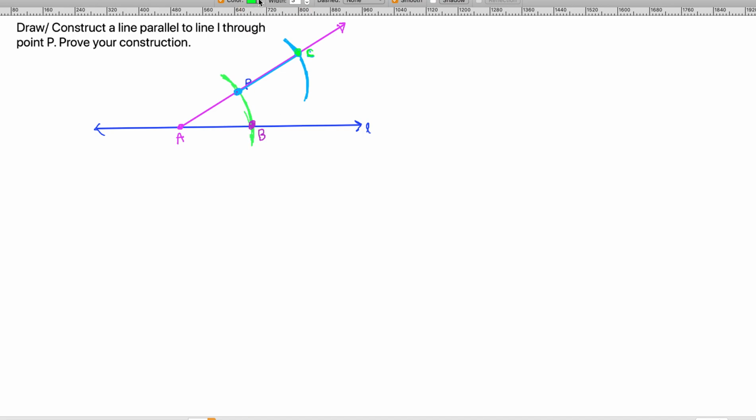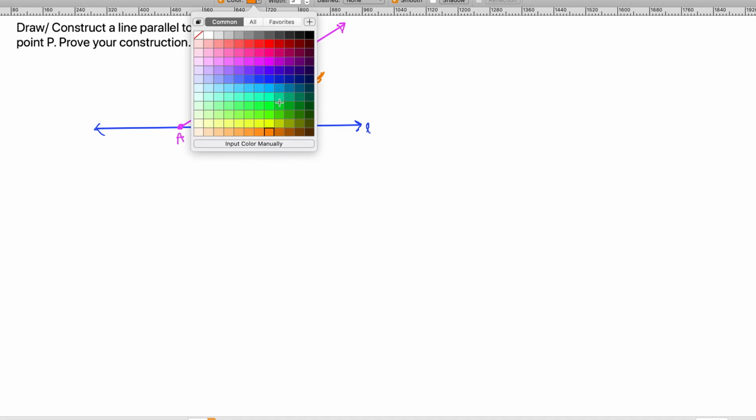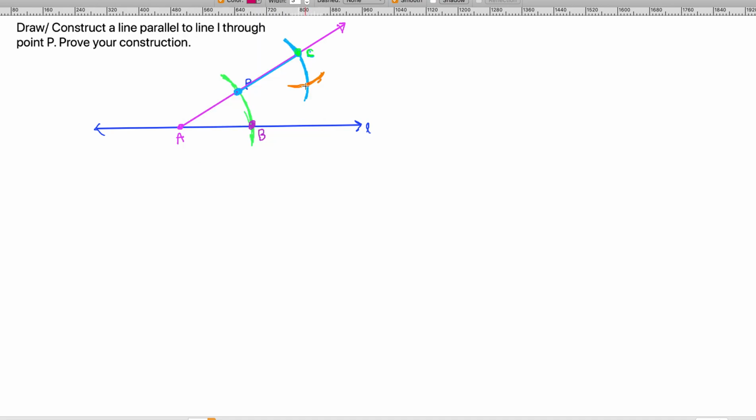Then after that, you want to open up your compass to the length of PB. So you measure this distance from P to B, and you open up that compass to that exact length. You go to point C and you draw the arc of length PB. That'll look something like this, maybe. You'll see that this blue arc and this orange arc are going to intersect at some point. That point, you call it point D.